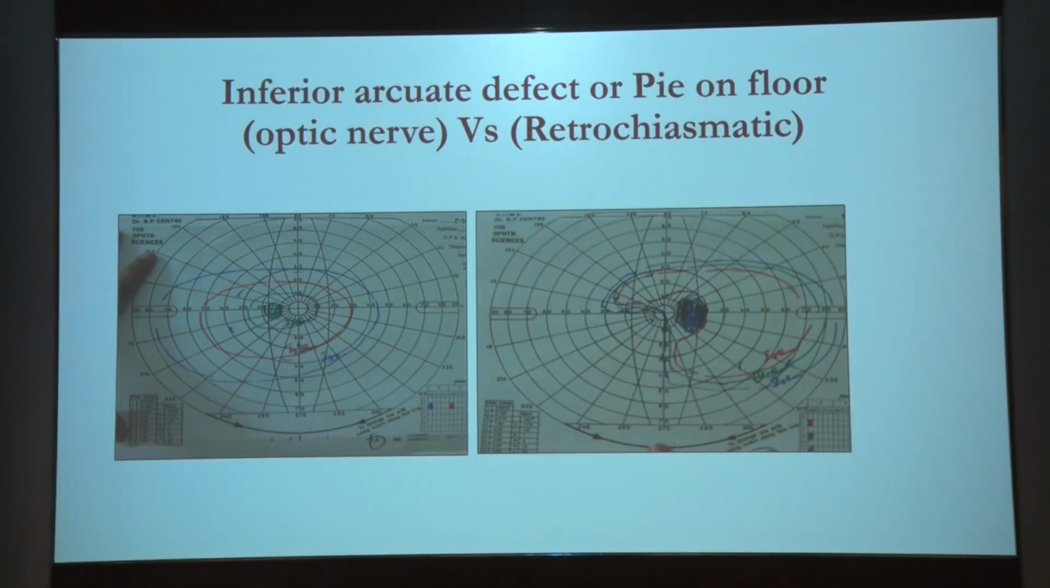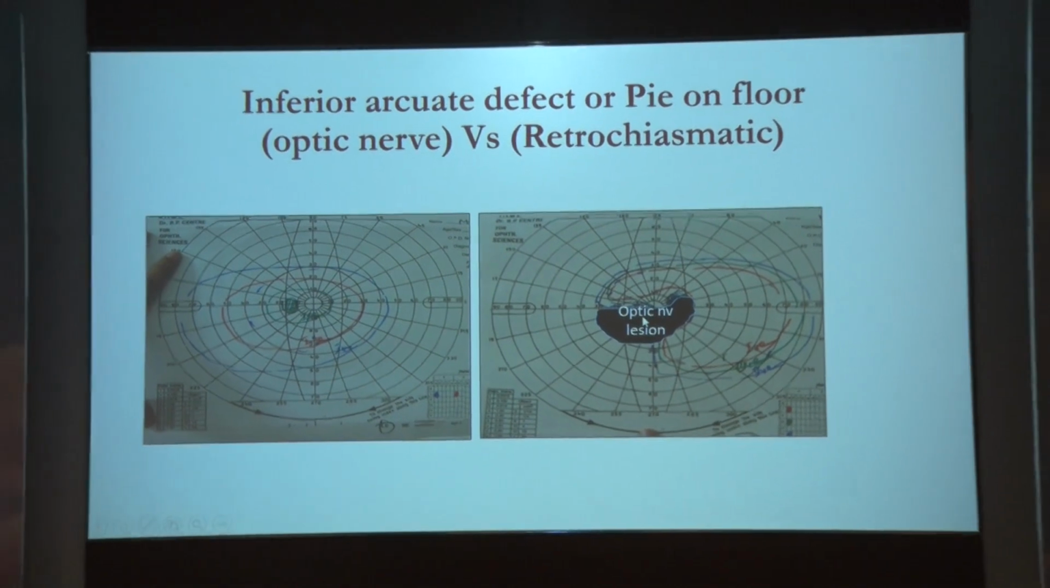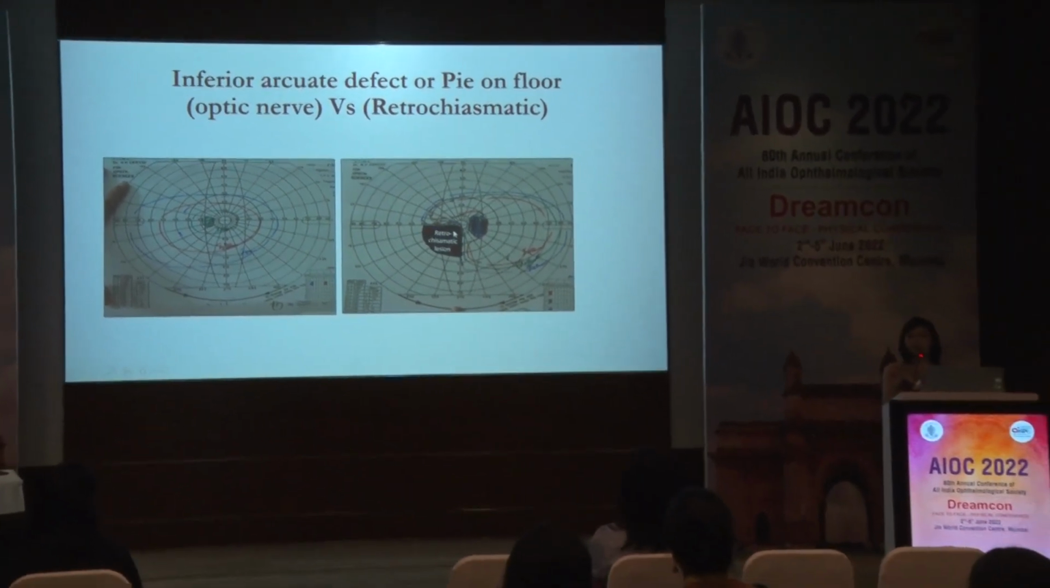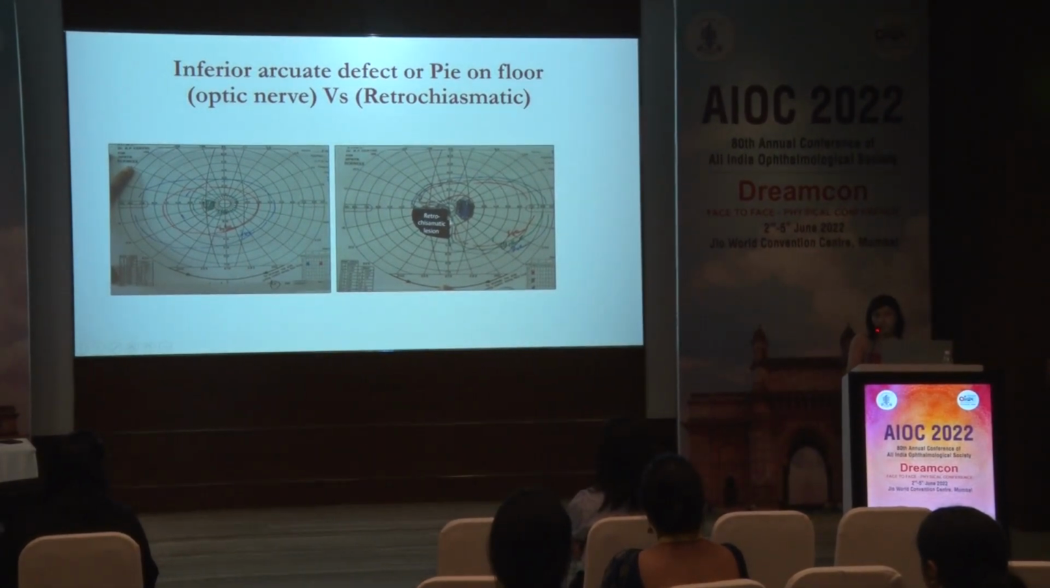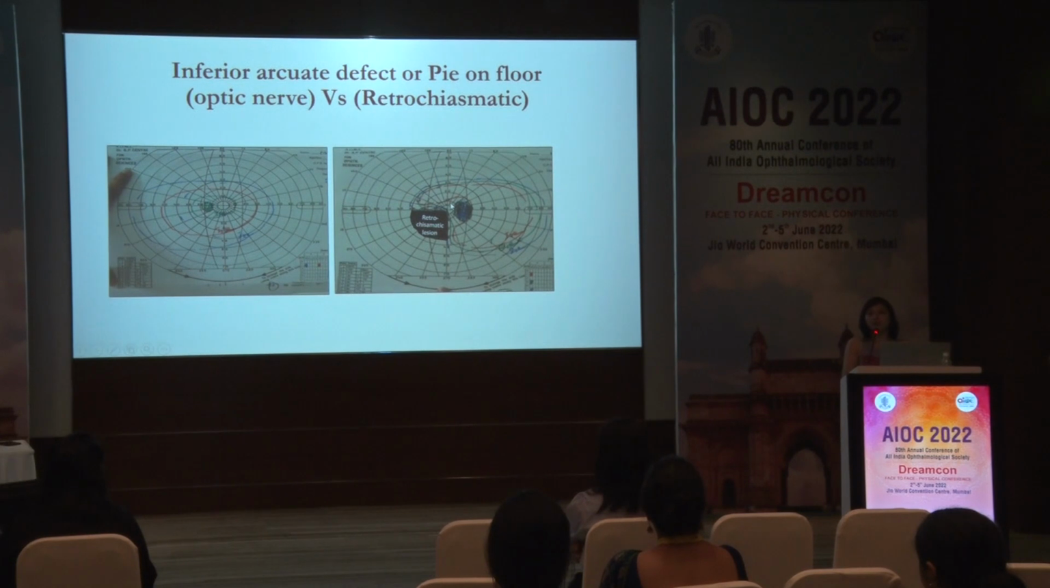Sometimes you might get confused between an inferior arcuate defect versus a pie on the floor, which is a quadrantanopia, okay? So this picture, what do you think it is? Is it an arcuate or a pie on the floor? Had it been a case of an optic nerve lesion, then it would have been connected to the blind spot and it would respect the horizontal midline. But what you see over here is that it's respecting the vertical midline and it is arising from the central fixation, okay? So this is more likely a retrochiasmatic lesion that's causing a pie on the floor.